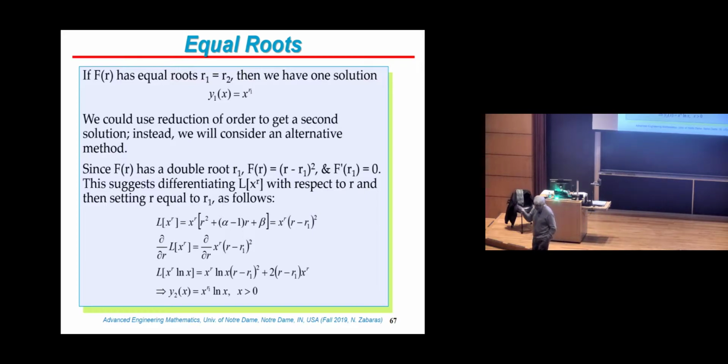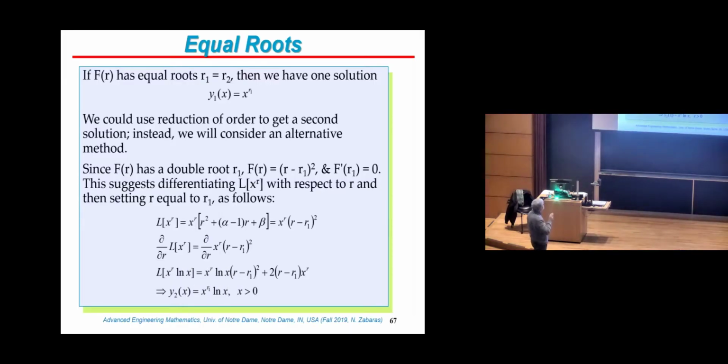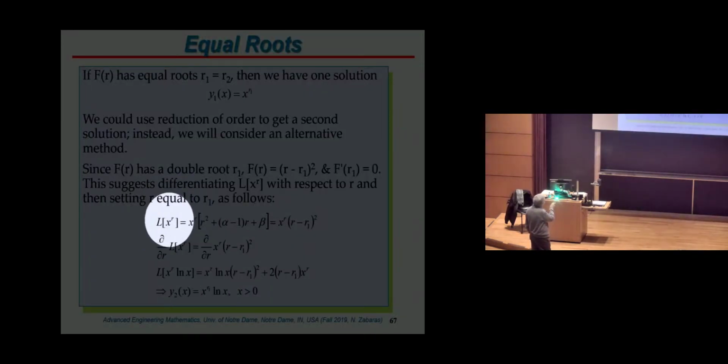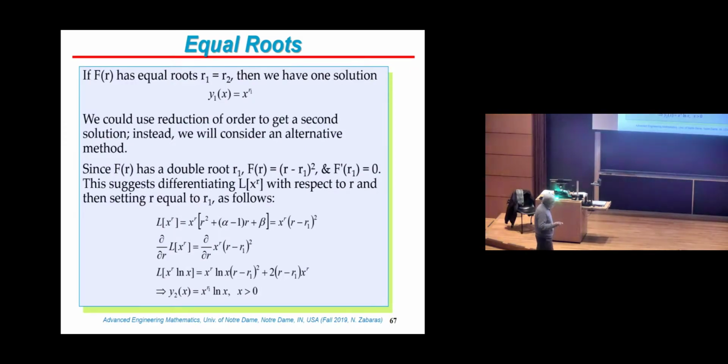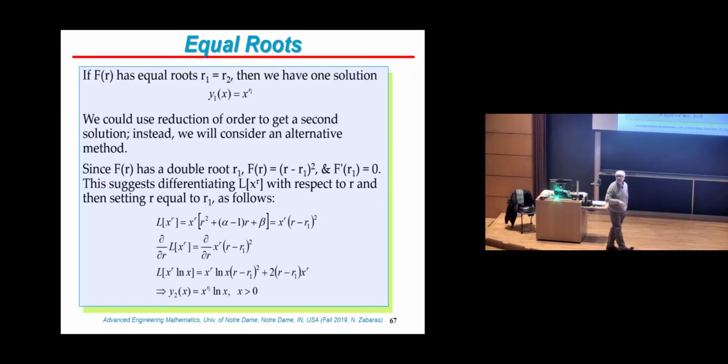For example, in fluid mechanics, you will see these solutions coming in all the time, x to r1 times log of x. And let me give you a trivial proof, without any algebra. You remember we defined L of x to the r to be our operator applied to the solution, and we wrote this as the characteristic polynomial times x to the r. So if the two roots are the same, I can write this as x to the r times (r minus r1) squared. Can I do that? Because the two roots are the same.